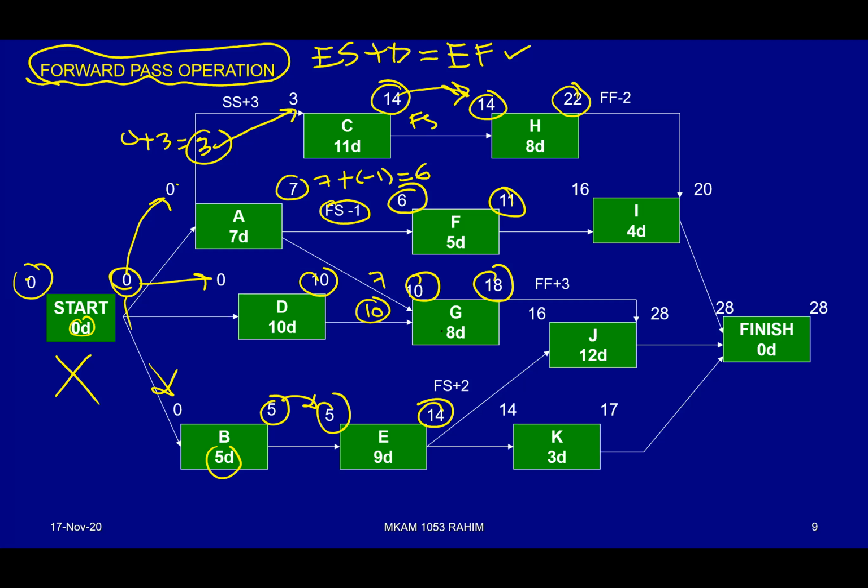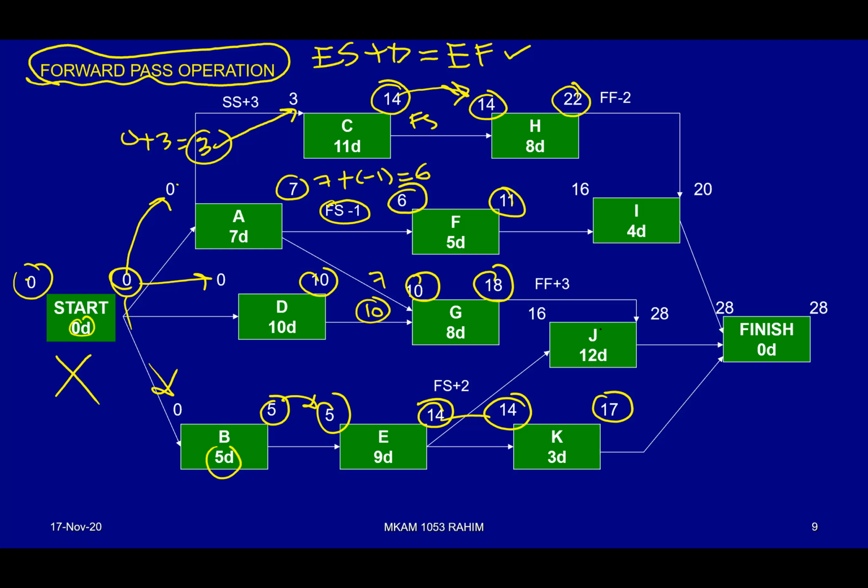Okay, now the issue is I and J. K is easy. We just do K first. K, 14 is transferred here, 14 plus 3 equals 17. Okay, now the issue is I. There are two arrows going into activity I, but one is from finish to start, and another arrow is from finish to finish. So we need to do two evaluations. How to evaluate?